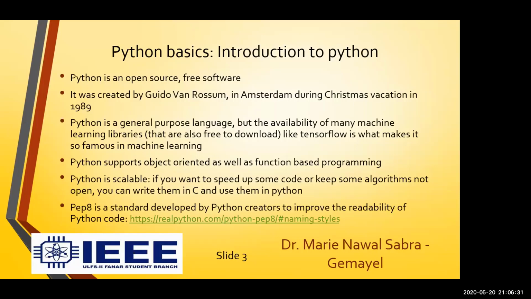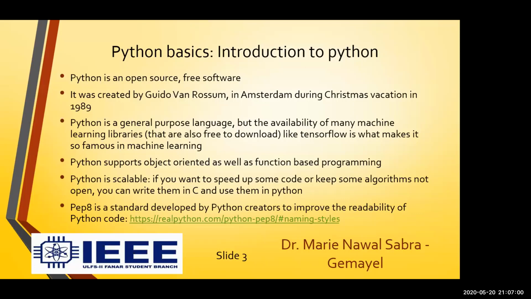So it was created in 1989. I leave the question for you to answer to yourself. Python is what you call a general purpose language. So it's not a dedicated programming language. However, because we have plenty of machine learning libraries that are downloadable to Python, they are readable in Python, and they are free to download as well, like TensorFlow. This makes Python very famous in machine learning.